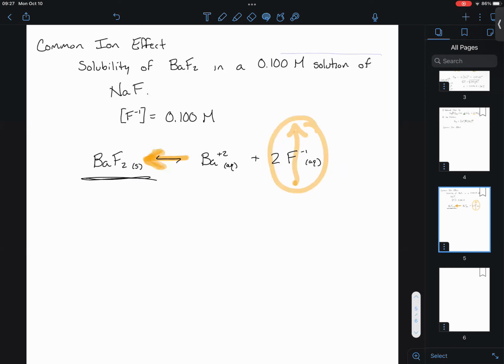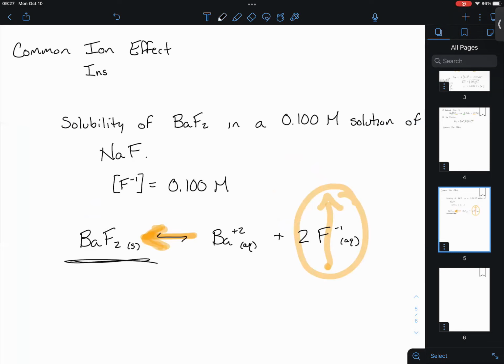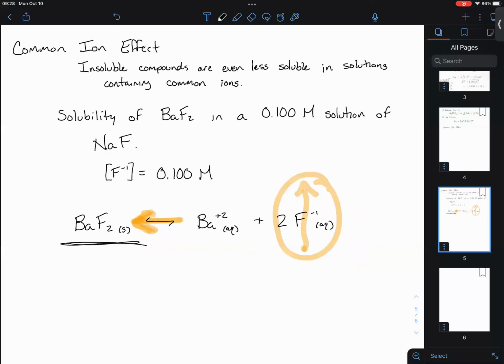So the common ion effect, we're just going to summarize it real quick. Insoluble compounds are even less soluble in solutions containing common ions, meaning ions that they have in common.